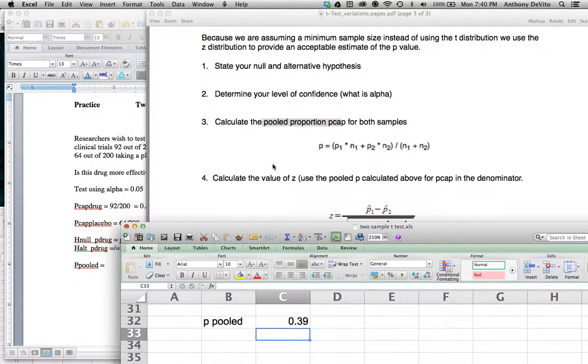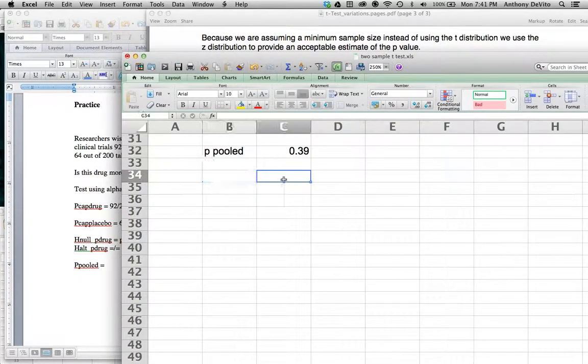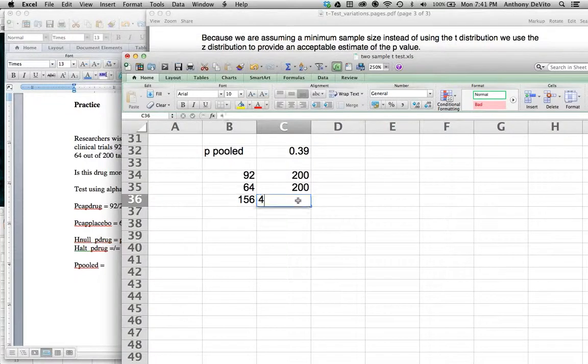Want me to show you another, even easier way to do that? In group 1 we had 200 people, in group 2 we had 200 people, right? How many people improved in group 1? 92. How many people improved in group 2? 64. Let's add that together. And how many people total? We had 400. Out of 400 people, 156 people improved. What is that proportion? 156 divided by 400 is 0.39.